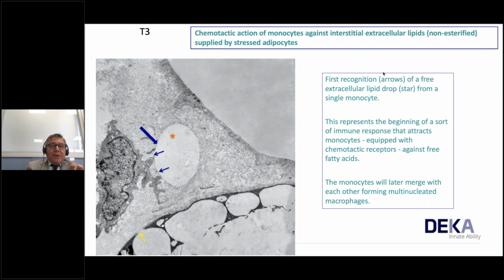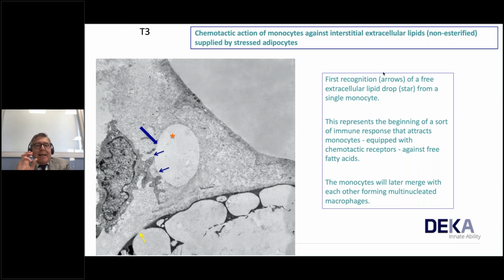Our body is capable to deliver a chemical signal that is called find me. And thanks to this, we have a sort of beginning of an immune response that attracts monocytes, equipped with chemotactic receptors against free fatty acid. The monocytes will later merge with each other, forming multinucleated macrophages. So this is a very important process.